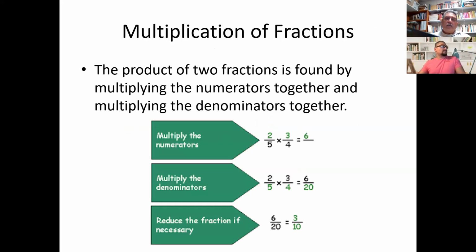Now, when you do multiplication of fractions, again, it's simple. You just multiply the top and the bottom. If you have 2 over 5 times 3 over 4, just multiply 2 times 3 is 6. Multiply 5 times 4 is 20. So you get 6 over 20. And you can simplify it. 6 divided by 2 becomes 3. 20 divided by 2 becomes 10. Okay. All right.